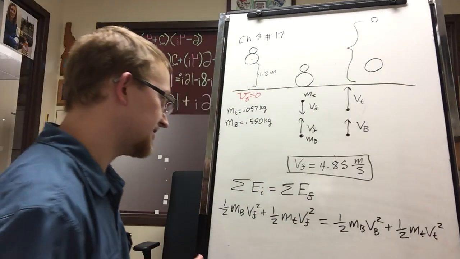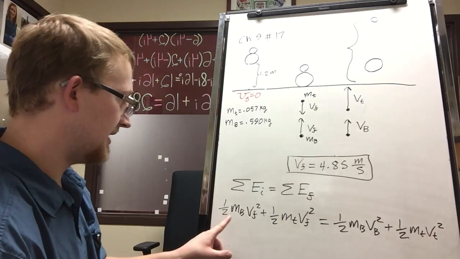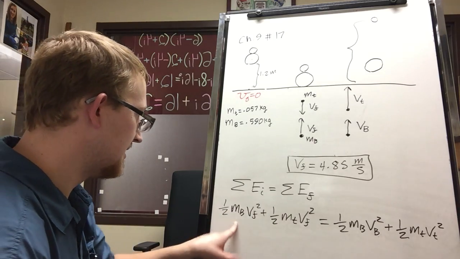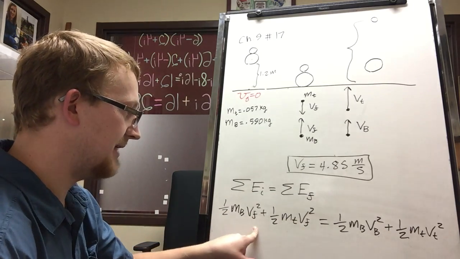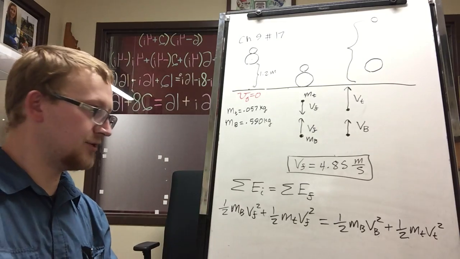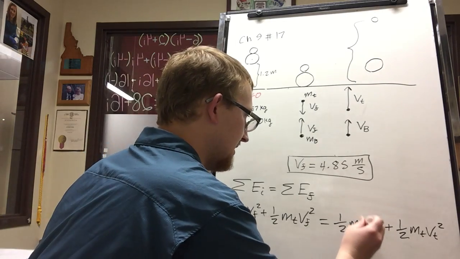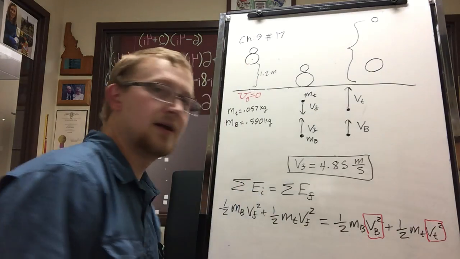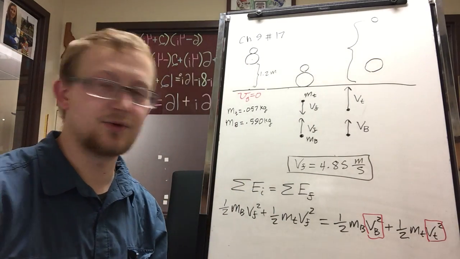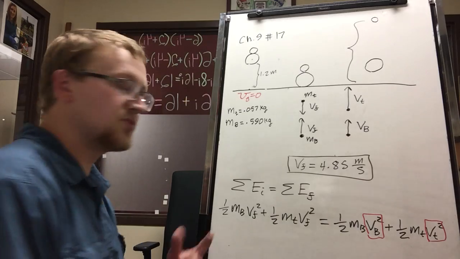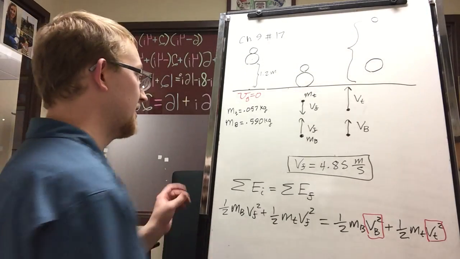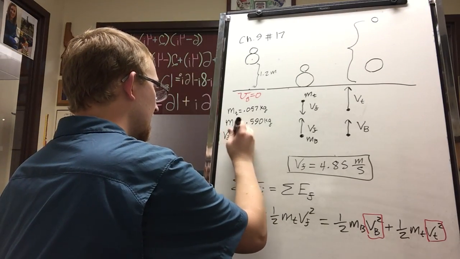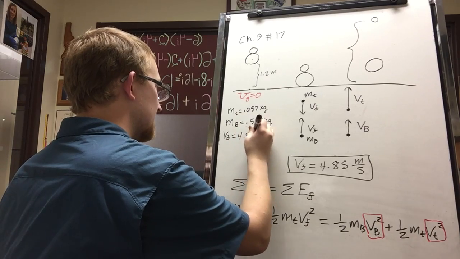Alright, so that's my first equation. It turns out that I know my masses, I know my vf, I solved that in the last problem. So my two unknowns in this equation end up being vb and vt. And I can't solve for two unknowns with one equation, so this is why it's useful that we can use conservation of momentum here, because that's where my next equation is going to come from.